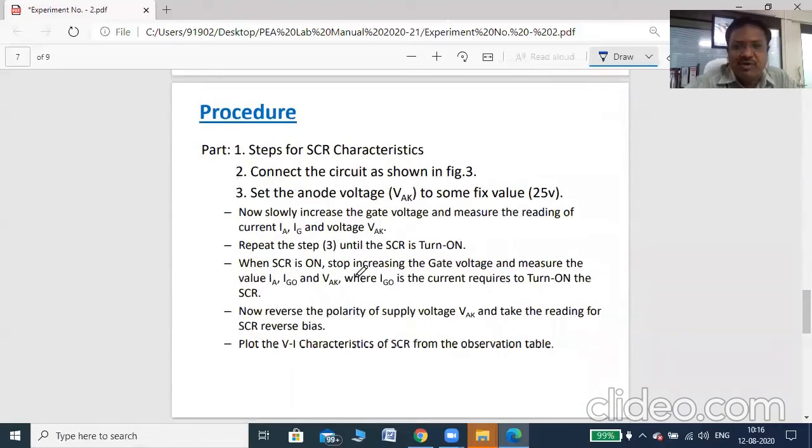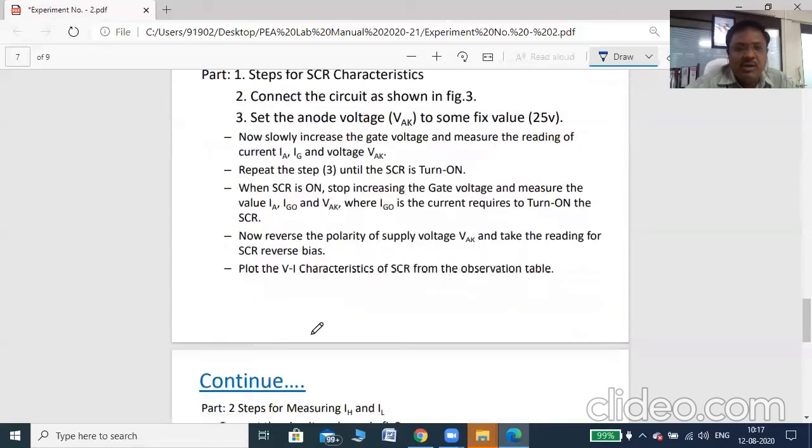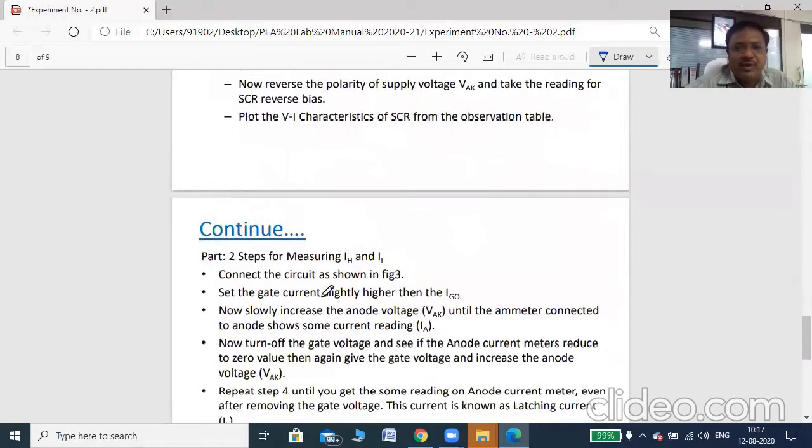The procedure is given here for your reference. The steps for the SCR characteristics: connect the circuit, set the anode voltage to some fixed value. Now slowly increase the gate voltage and measure the reading of current I. Repeat step 3 until the SCR is turned on. When the SCR is on, stop increasing the gate voltage and measure the value of I. Then IGO and VAK readings are given. Then plot the characteristics of the SCR.